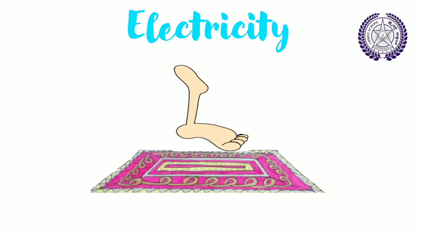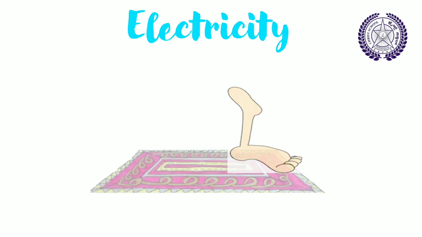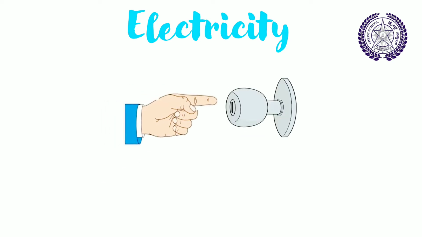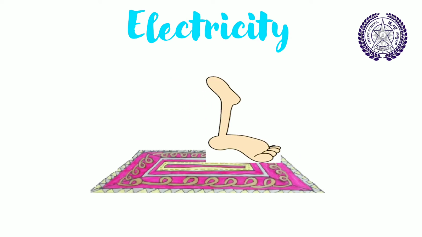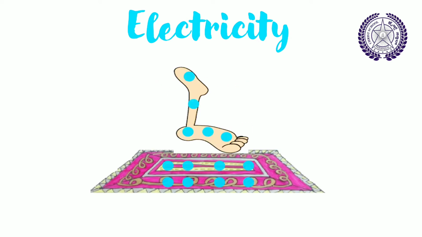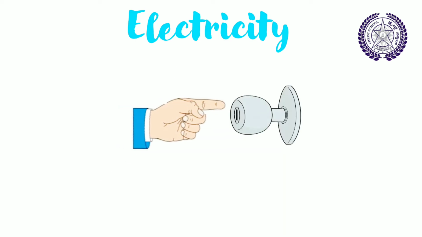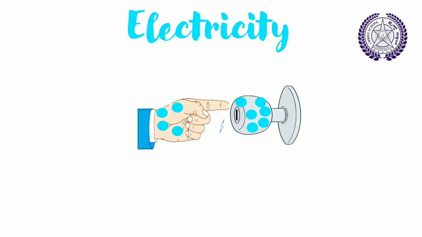Now let's take an example of a human. Have you ever tried to rub your feet on a carpet and suddenly touch the doorknob? You might feel a shock. This is because your body, when rubbed on a carpet, loses electrons due to friction. And when you touch the doorknob, electrons jump from the doorknob to your body to neutralize each other.